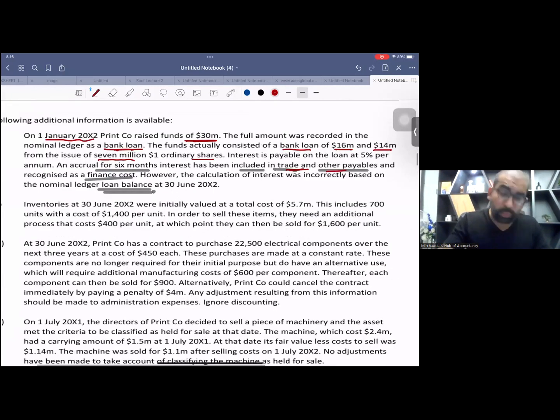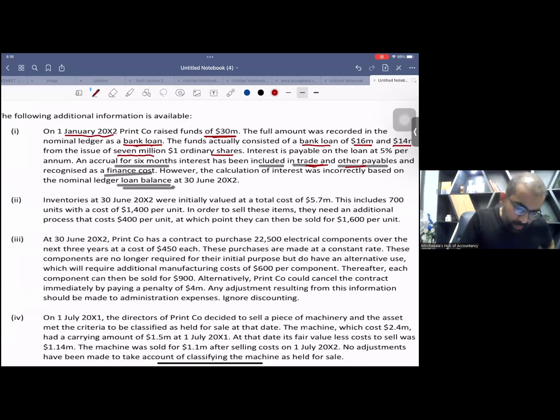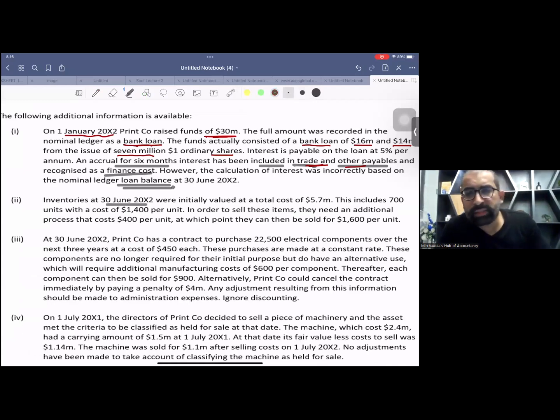Inventories at 30th June X2. 30th June X2 is your year end. So that means they are talking about closing stock. The value of total closing stock is 5,700. 5.7 million means 5,700. This includes a $1 million line, that means in this 5.7 million, these units are included.